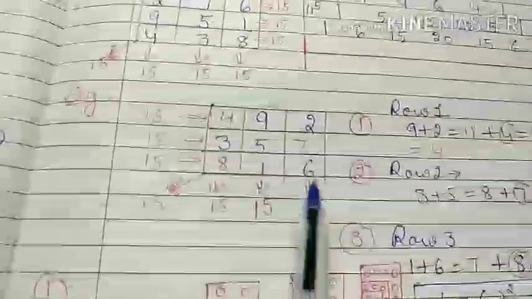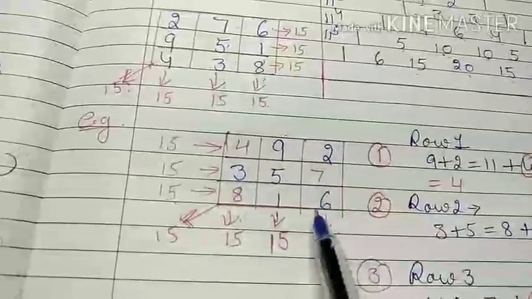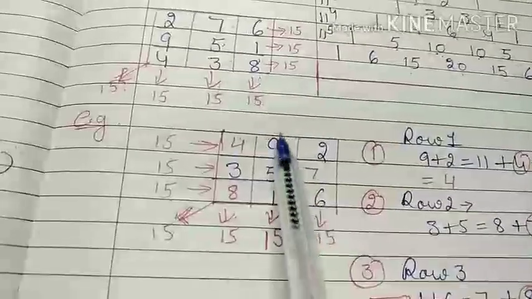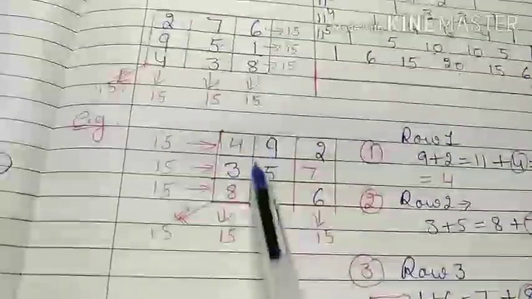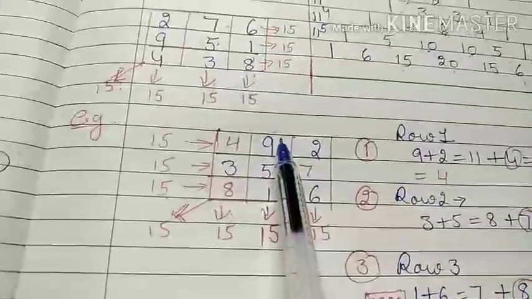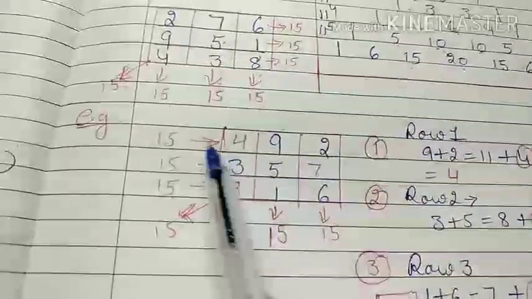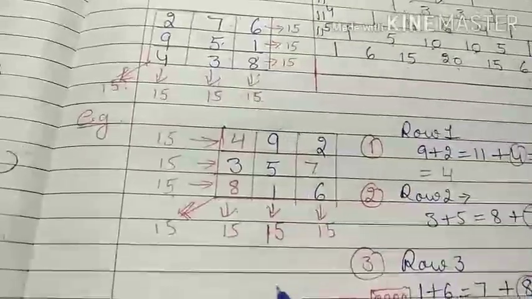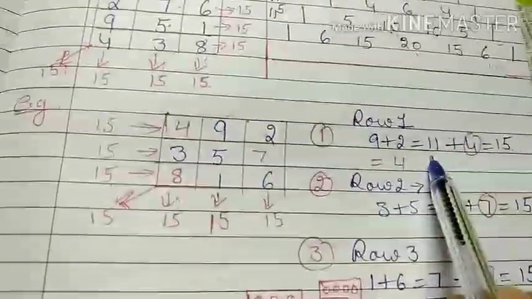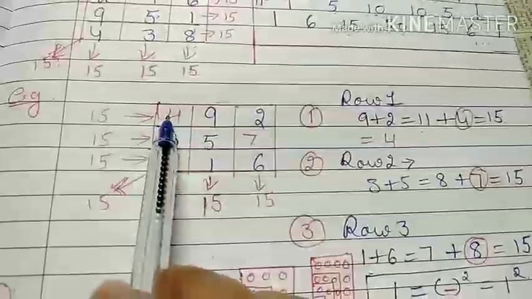Now an example: if I have a magic square with these numbers given, 9, 5, 1, 3, 2, 6, I have to find the missing numbers. First I look for a complete row, but here no complete row is given, only a complete column, column 2. When I check the column, the sum is 15. If this is a magic square, each and every row must be 15. To find the missing number here, 9 plus 2 gives me 11. What should I add to 11 to get 15? That is 4. So 4 is the missing number here.